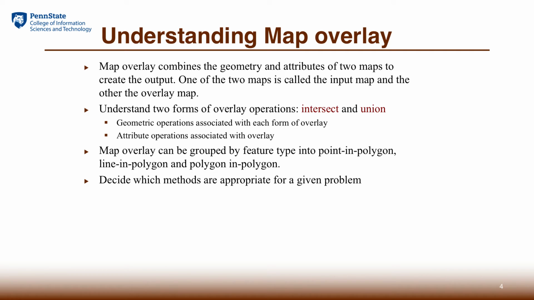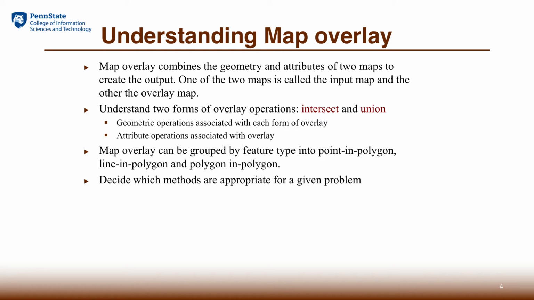In terms of overlay with geography, with geometry, there's a question whether we want to keep all these geometric shapes from both of the input themes, or we want to only keep the overlap. Depending on the answer, the operation could be either intersect or union. Either way, we have to decide on geometric change as well as the attributes change.